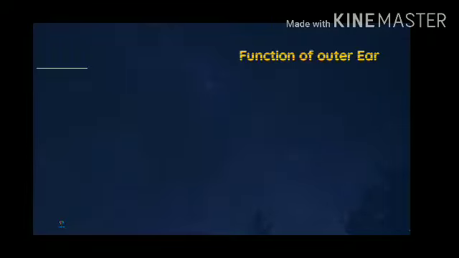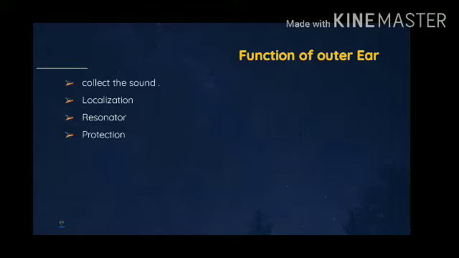The function of the outer ear: the first one is collection, in which sound is collected from the surrounding area. Second one is localization. Third one is resonator. Fourth one is protection. And fifth one is sensitivity. This is the main function of the outer ear.